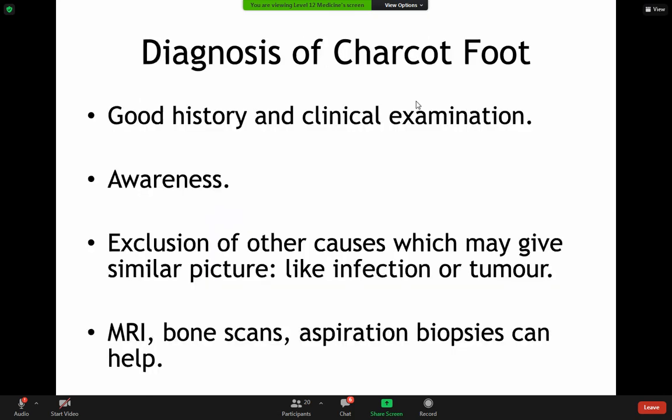So how do we diagnose Charcot foot? The main thing is good history and clinical examination. You have to have a high index of suspicion and awareness. So you have to be thinking about Charcot and know what it is. Exclusion of other causes which may give a similar picture, such as infection or tumors. MRI, bone scans, and aspiration biopsies can help.